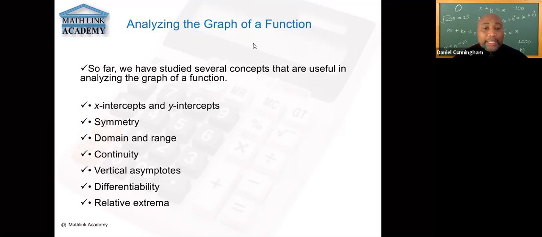intercepts. So that's not too bad. Setting X equals 0, solving for Y, or setting the equation equal to 0, solving for X, does give us the X and Y intercepts. The domain and range is good to know. The continuity, if it's continuous, vertical asymptotes, if you can differentiate, find the relative extremums, those max and min points.